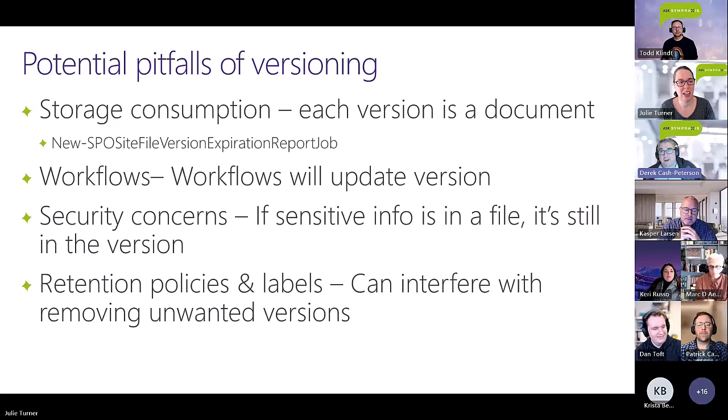All right. Now, some of the pitfalls of versioning. In Mark's slide earlier, he did mention storage consumption specifically for documents, but I do want to point out that when you have versioning turned on with list items, if those list items have attachments, and you're using a tool or editing a list item multiple times, that instance of that attachment stays with each and every version, even if the actual attachment didn't change.